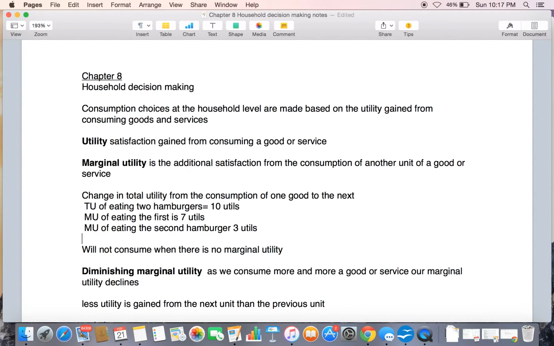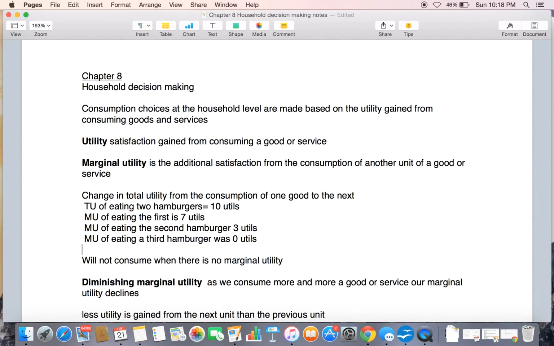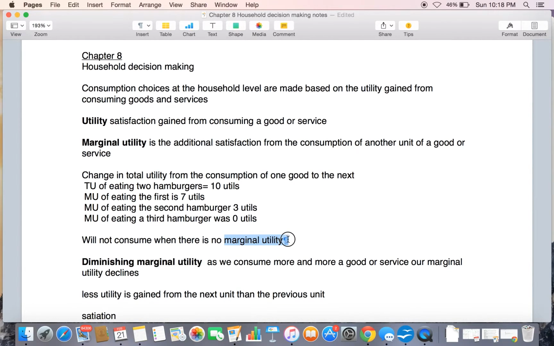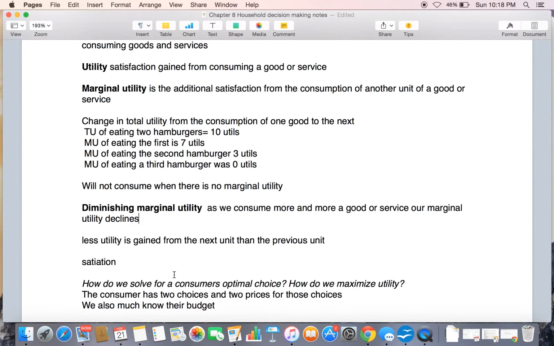So if the marginal utility of eating a third is zero, what this would say is that we'll eat 1, 2, but we will not eat a third hamburger because there is no marginal utility associated with eating that third hamburger. And this prescribes to the concept of diminishing marginal utility. As we consume more and more of a good or service, our marginal utility declines. Less utility is gained from the next unit than the previous unit, and it's implying satiation.